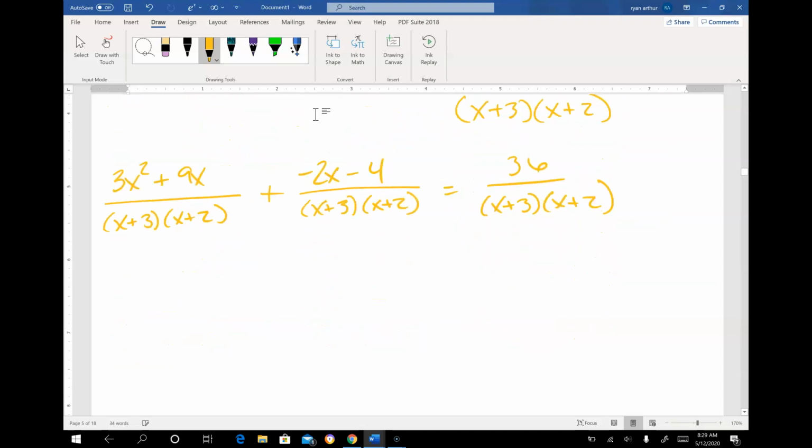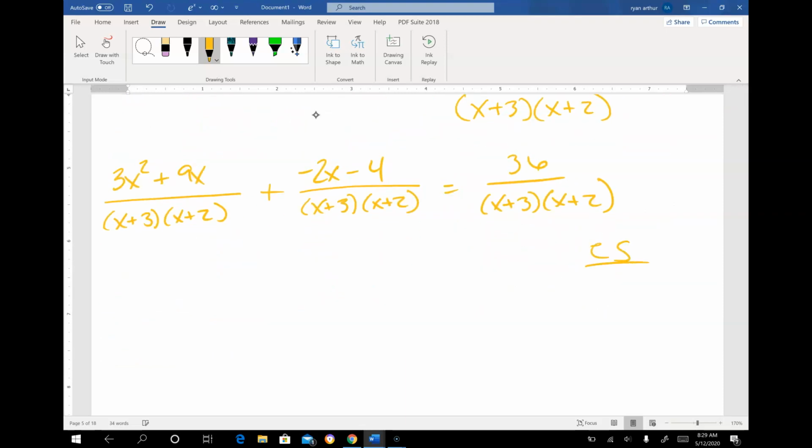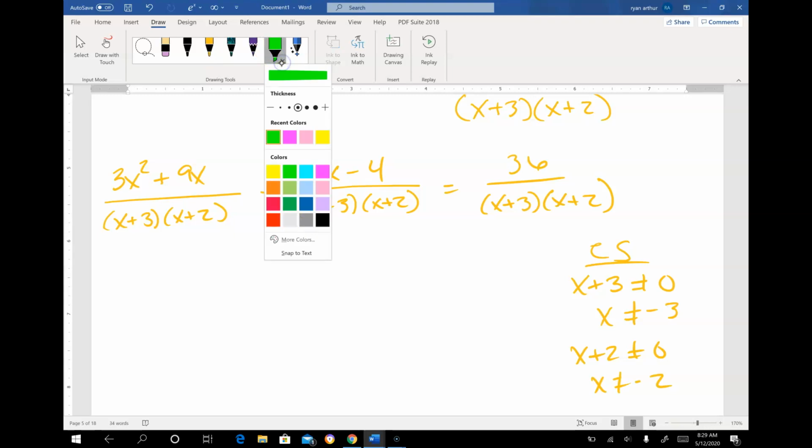Now, extraneous solutions. X plus 3 can't equal 0, so x can't be negative 3. And then x plus 2 can't equal 0, so x also can't be negative 2. So you've got two things that it can't be.